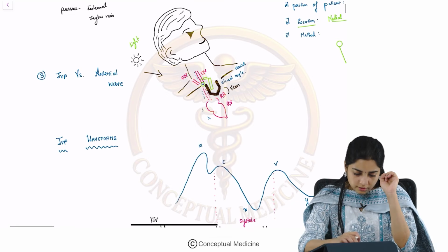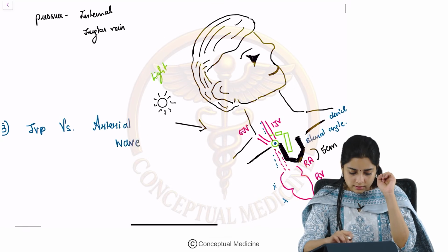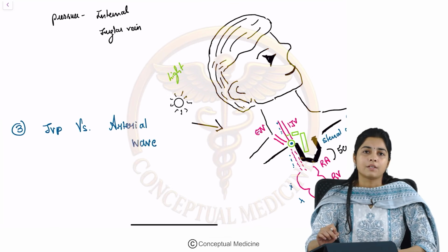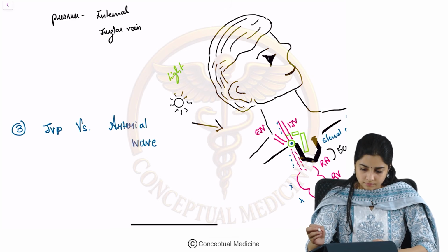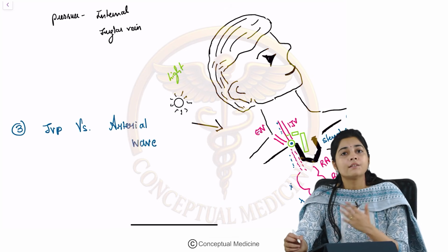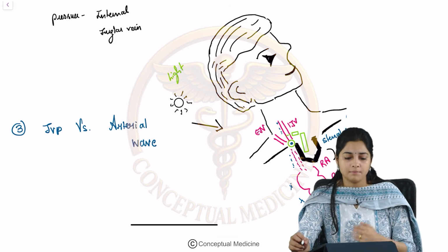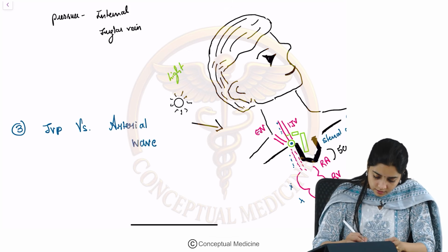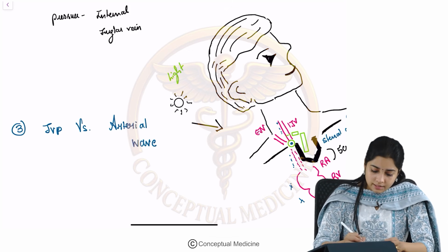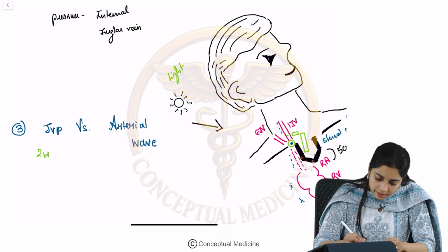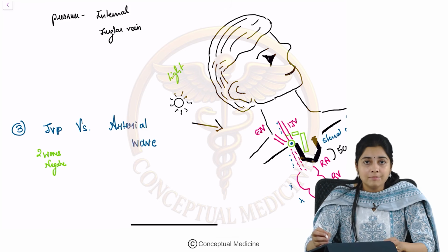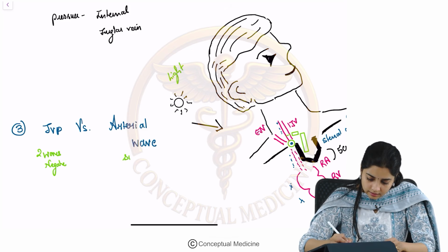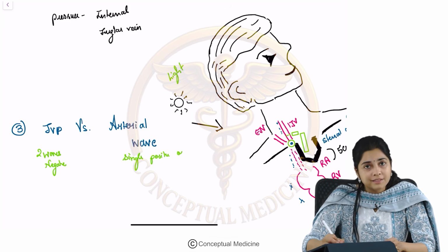Okay. Now, we will look at how do you know whether this is a jugular venous pressure or an arterial pulse. Because we know that the carotid artery also is very close to the jugular venous pressure. So, how do you know whether this is a JVP or an arterial pulse? So, JVP is basically a venous pulsation which has two waves and it usually has two negative waves. Arterial pulse or carotid pulse is a single positive outward deflection.